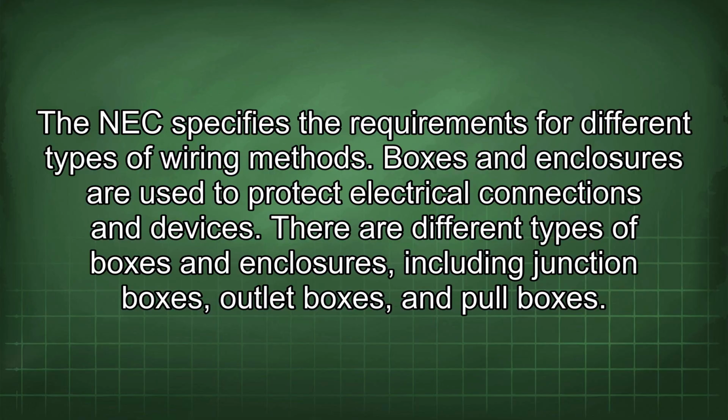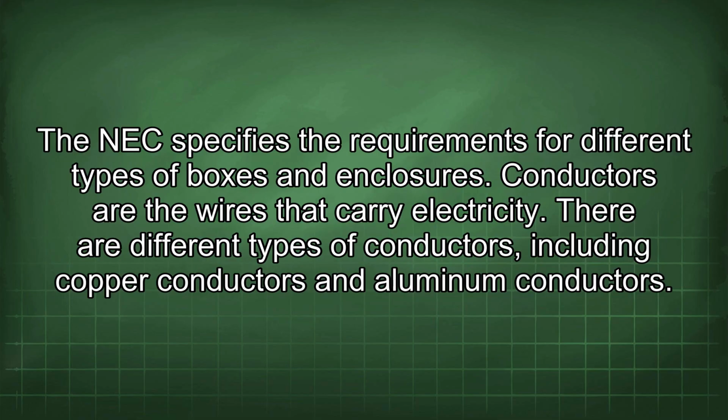Boxes and enclosures are used to protect electrical connections and devices. There are different types of boxes and enclosures, including junction boxes, outlet boxes, and pull boxes. The NEC specifies the requirements for different types of boxes and enclosures.